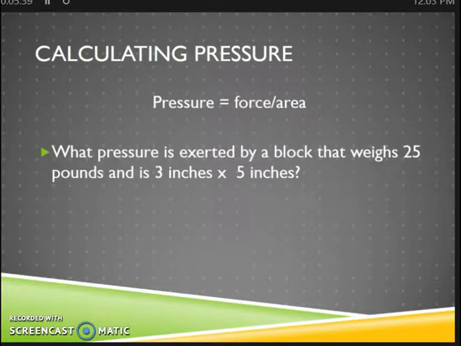One last question for us to solve for before we turn you loose on your own is what pressure is exerted by a block that weighs 25 pounds and is 3 inches by 5 inches. Begin by identifying your force, then identify your area, set up your problem with force divided by area, and solve and check your answer. Take some time to practice the other questions on your sheet and check your answers with your teacher.